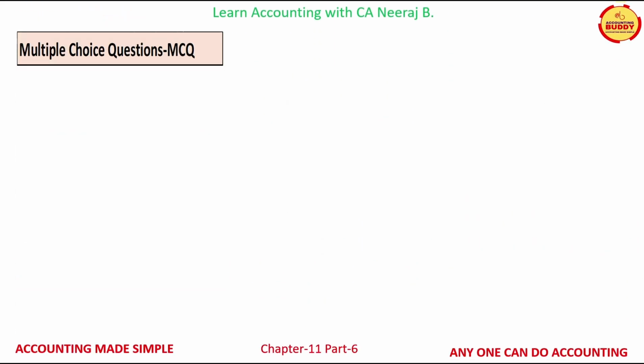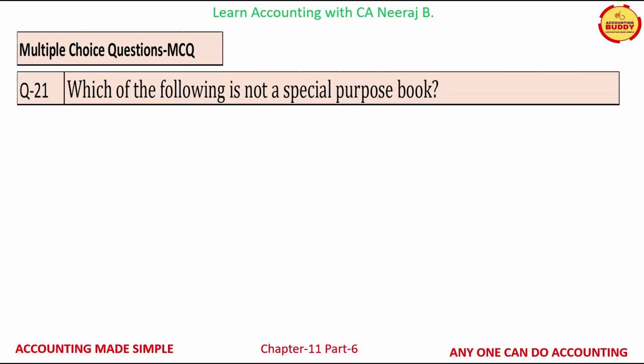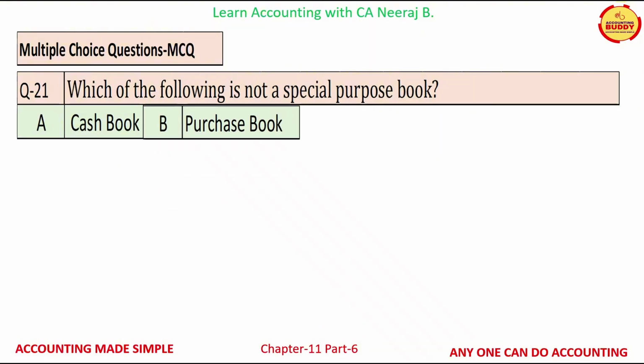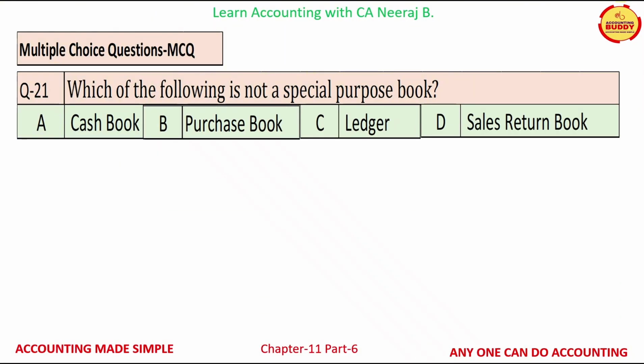Under this section, we will answer few multiple choice questions. Question number 21 is, which of the following is not a special purpose book? And the available options are option A, cash book, option B, purchase book, option C, ledger, and option D, sales return book. And the correct answer is option C, ledger.